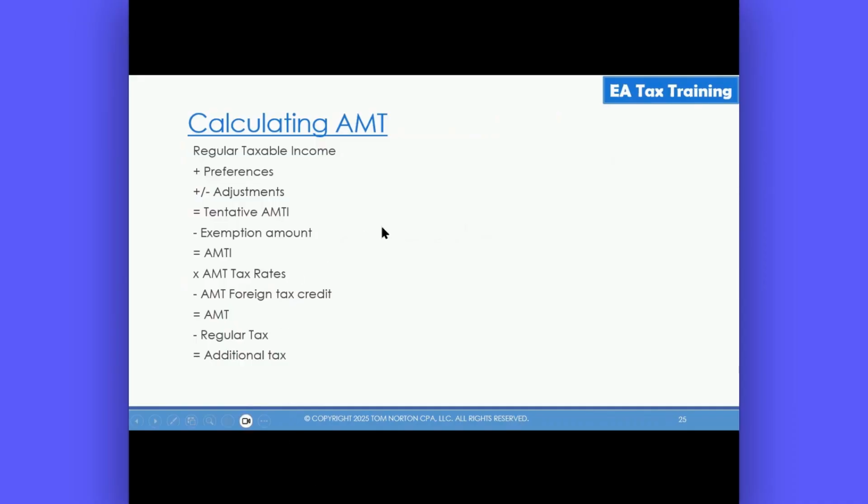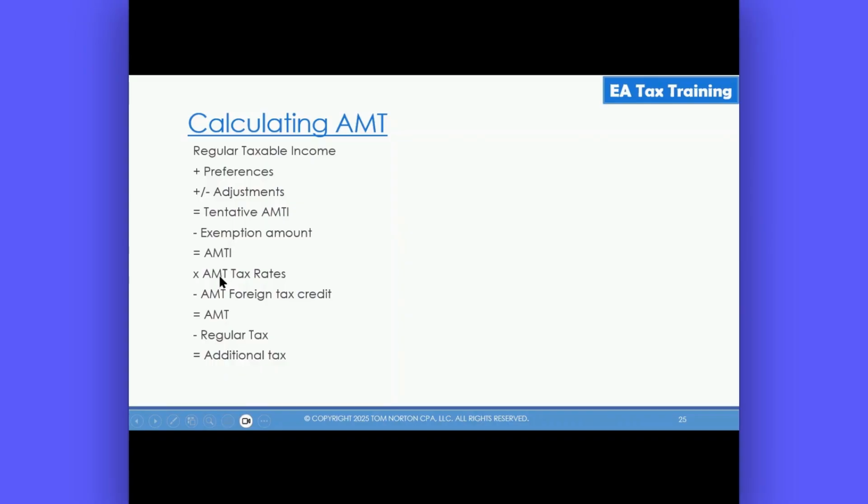So this is how we calculate the AMT. We always start with regular taxable income. So you first have to compute regular taxable income. Once you've done that, you are going to add what are called preference items. You are going to either add or subtract what are called adjustments. That is going to leave you with a tentative alternative minimum taxable income, or AMTI. Then you are going to subtract an exemption amount, which will leave you with your AMTI.